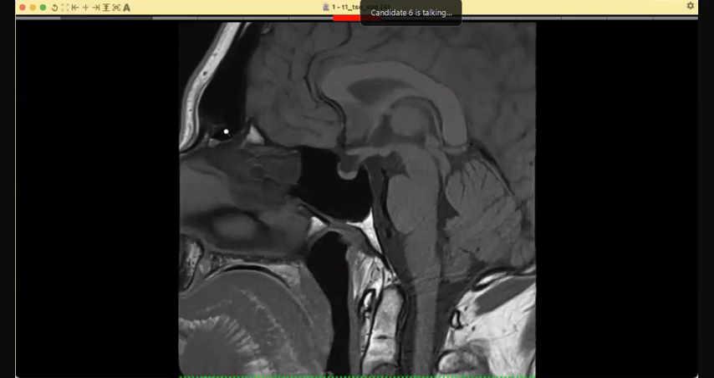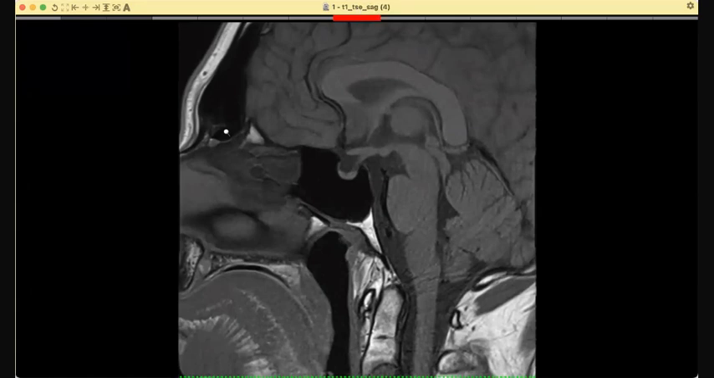I would convey these findings to the referring team and request a neurological evaluation for this patient. Thank you. So the posterior pituitary is absent. Why is high signal seen in the posterior pituitary normally? Because of the posterior pituitary granules. Granules of what? I'm forgetting the name.